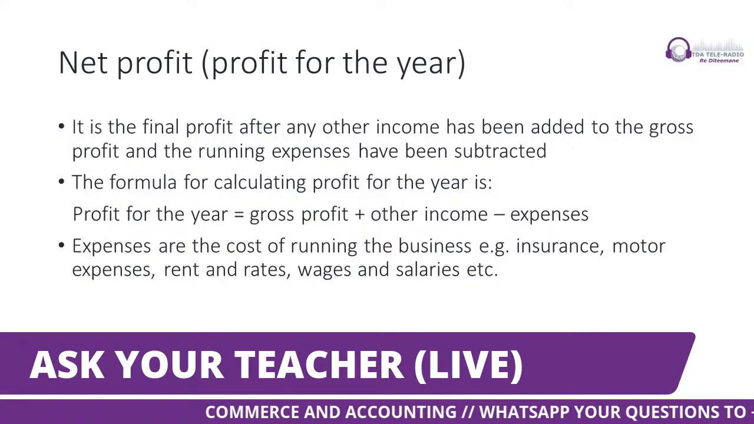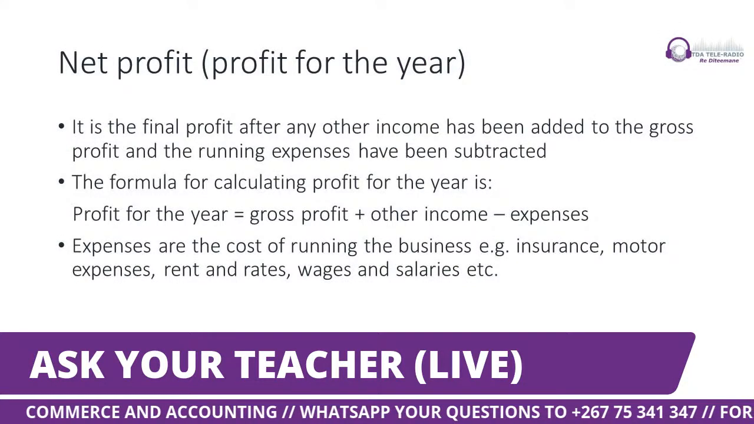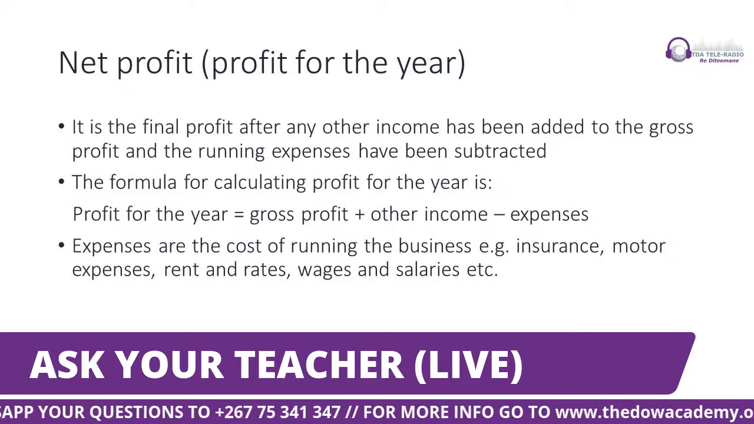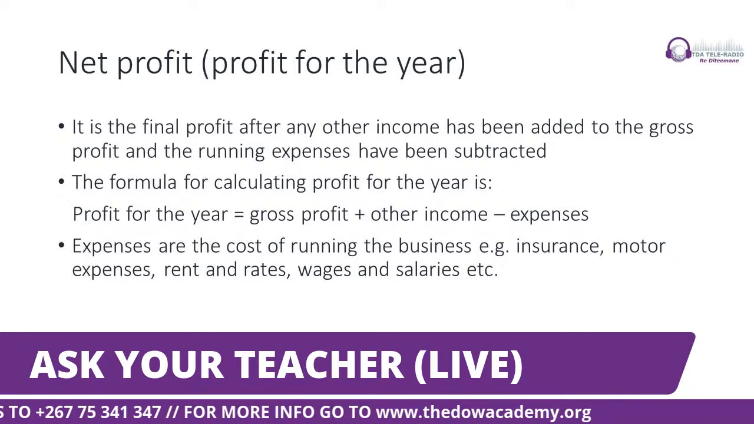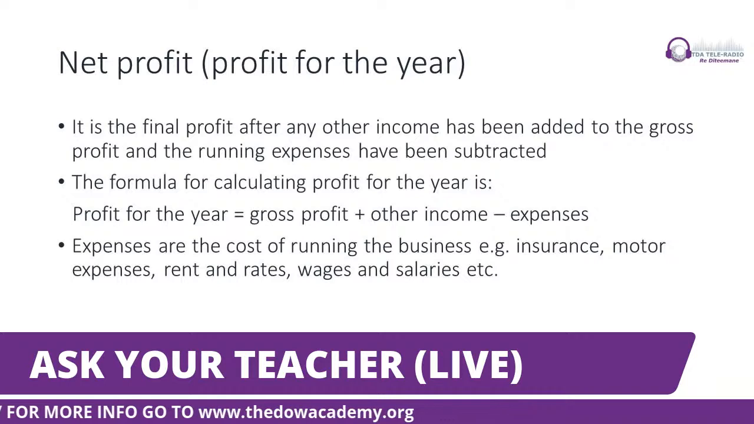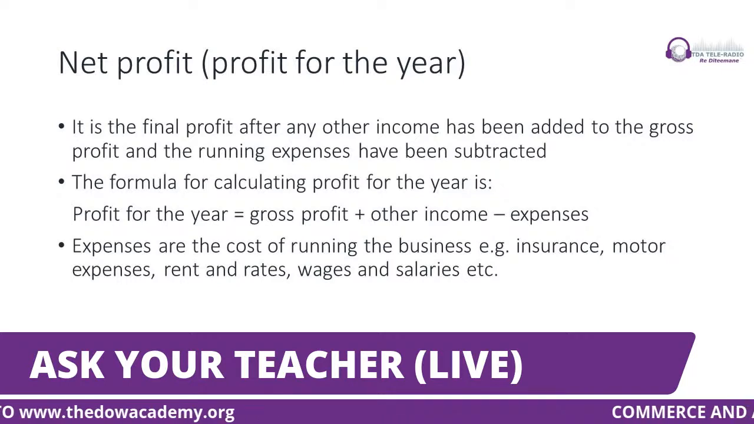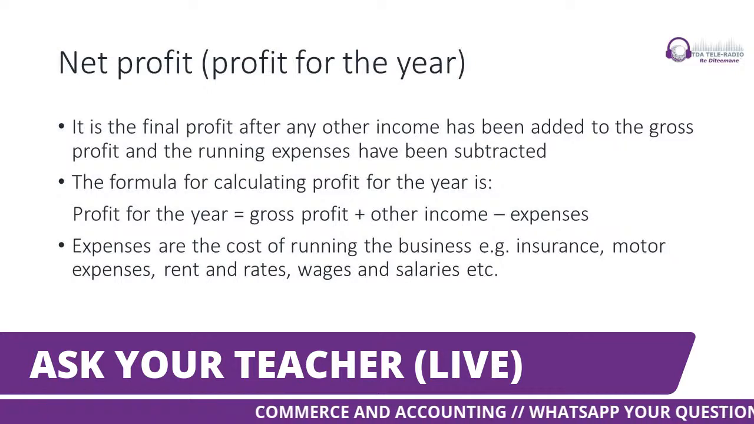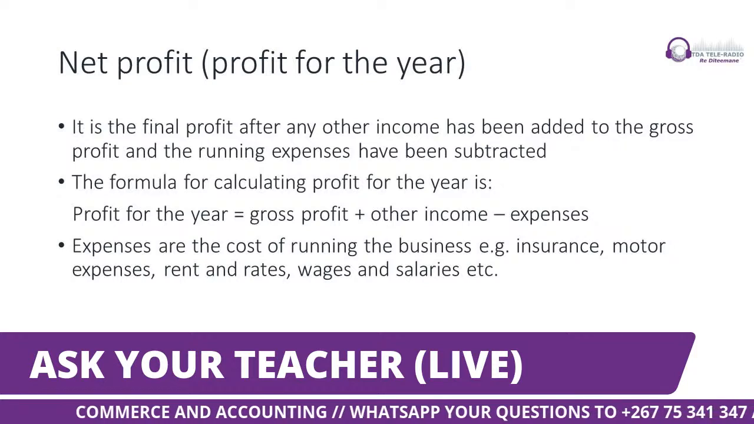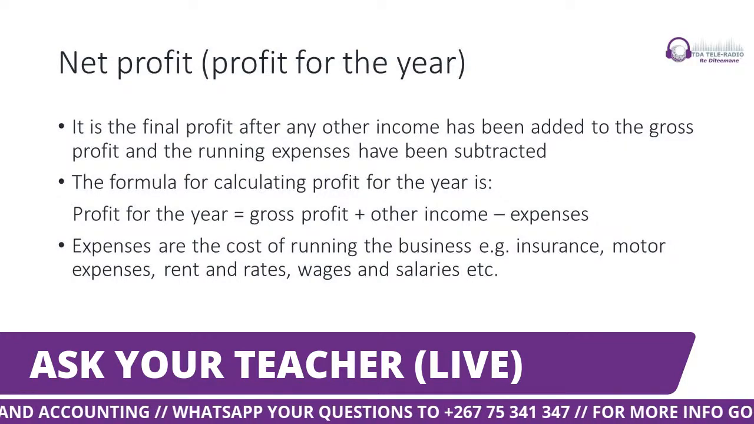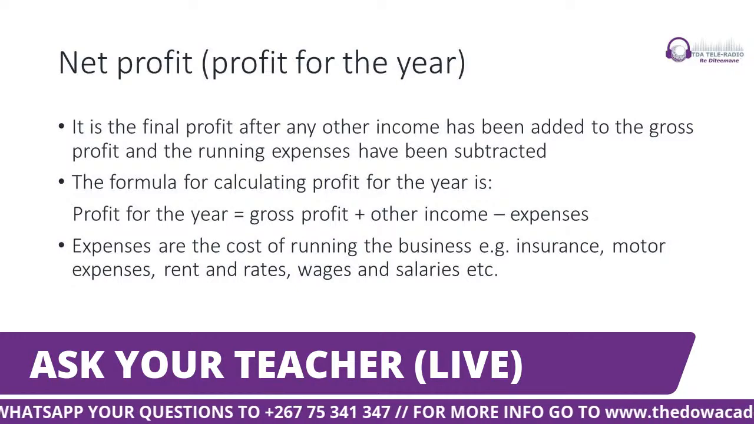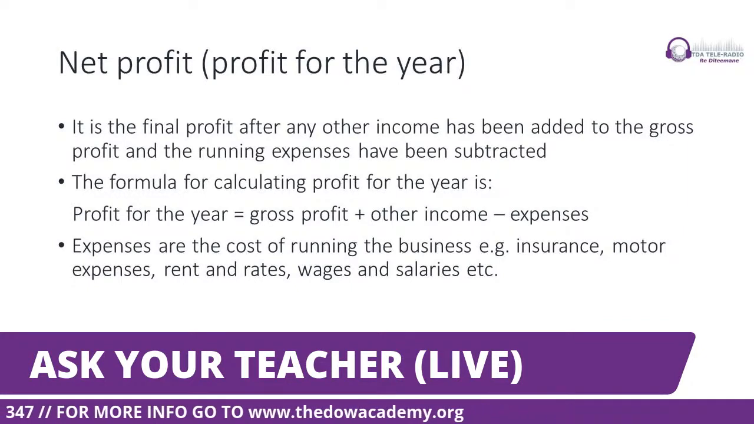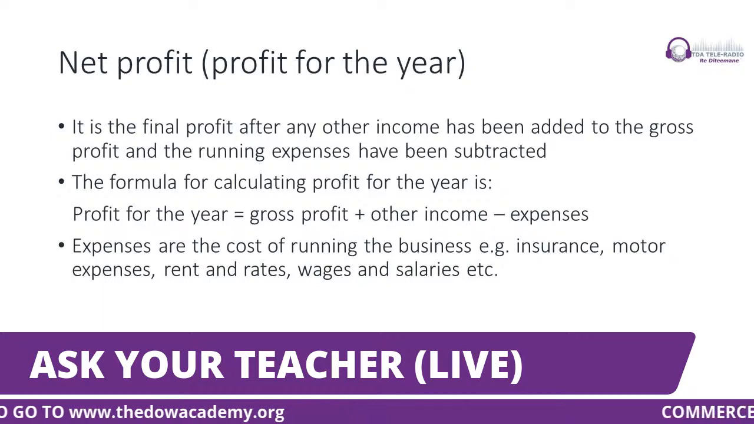We said the profit and loss section calculates the net profit. The other name for the net profit is profit for the year. So what is net profit? Net profit is the final profit after other income has been added to the gross profit and the running expenses have been subtracted. Some businesses do not only get their income from selling goods. Some businesses, besides selling goods, maybe have a house they are renting out, and they receive rent. So rent received is another income, so it should also be added to the gross profit to get the total income.